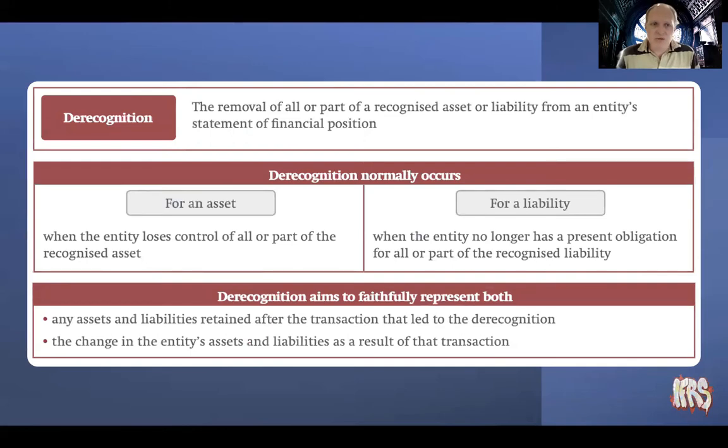Then the last section of the framework in chapter 5 that deals with recognition just talks about derecognition. And again, this is just the opposite. It's taking things out of your accounting records that are no longer useful information or no longer faithfully represented as being your assets because you've perhaps lost control of them, or no longer faithfully represented as being your liability because you've extinguished the obligation. You don't owe anybody any money anymore.